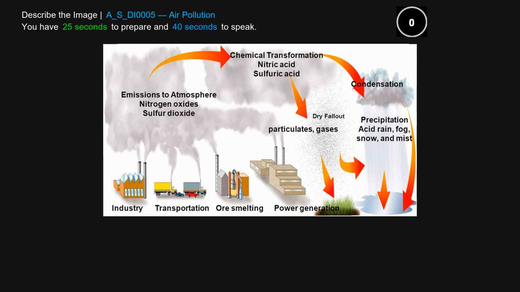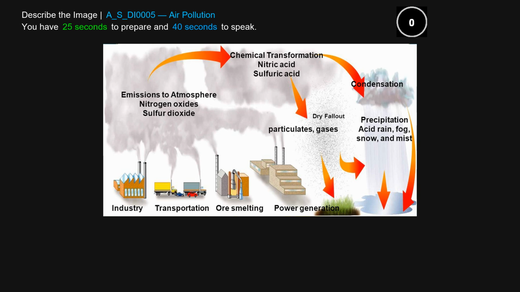The main focus of the picture is all about pollution. In this flow chart, the main elements are industry, transportation, ore smelting, and power generation. In this flow chart the first is the emission to the atmosphere, nitrogen oxides and sulfur dioxide. And the second one is the chemical transformation, nitric acid and the sulfuric acid. And the next is the condensation, and the other one is the dry fallout and the gases and the precipitation in the acid rain, fog, snow, and mist. To conclude, this is very informative about the flow chart about pollution.